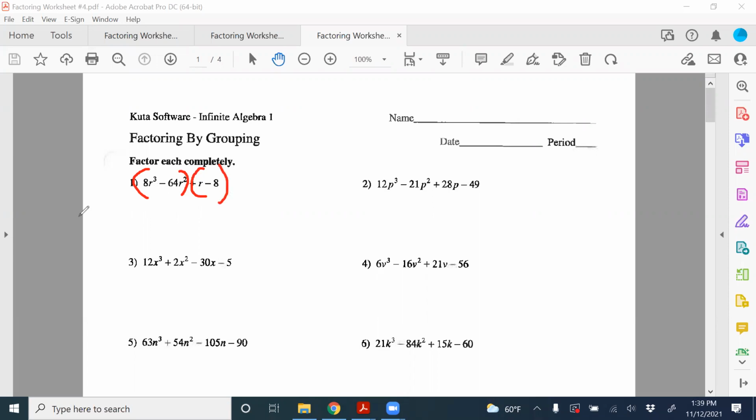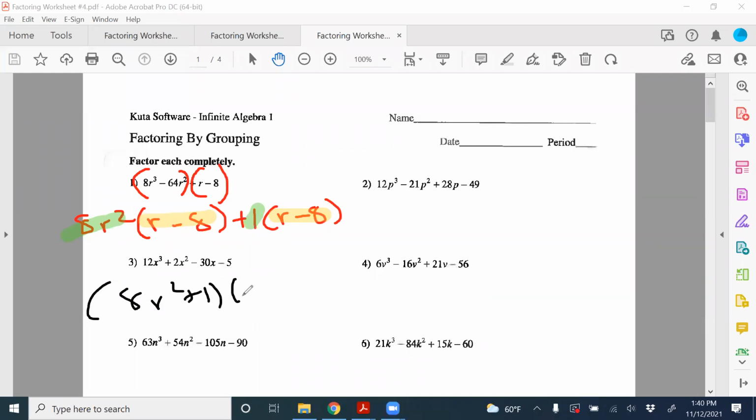I could pull out 8r squared from the first two terms, and that leaves behind an r and a minus 8. The second one, there's nothing I can pull out. Just pull 1, r minus 8. And very important, these must be identical. You've done it correctly. And then whatever is pulled out can be their own group. So the final answer is going to look like this: 8r squared plus 1 and r minus 8.